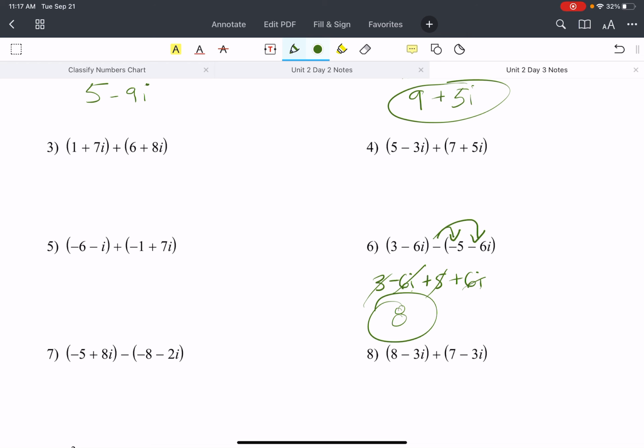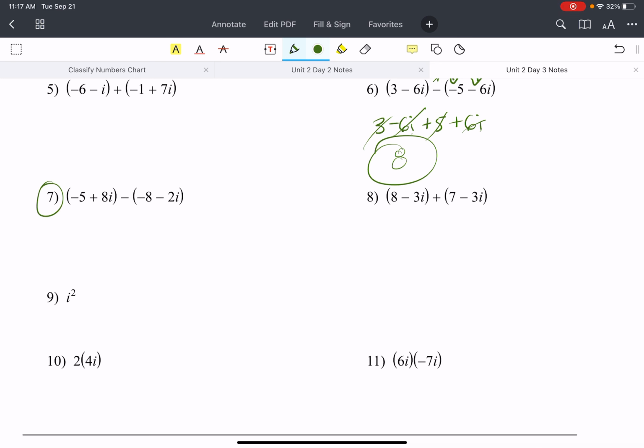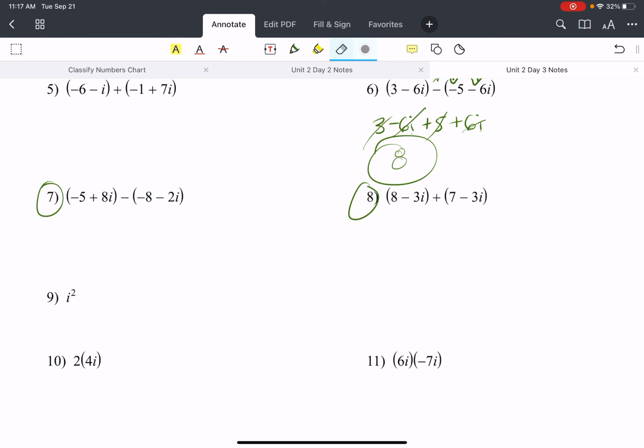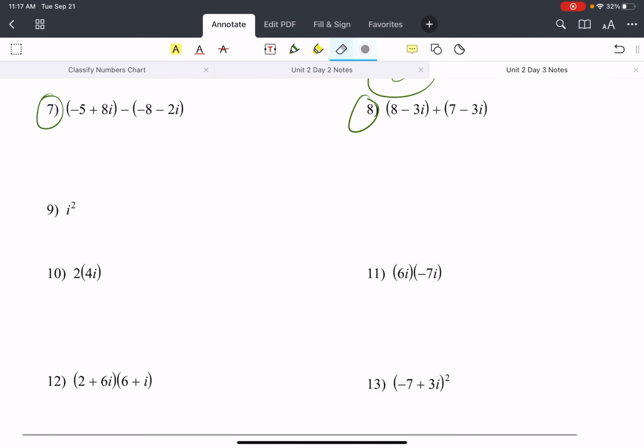Okay, can we try to do them by ourselves? Yeah, that would be great. I want you guys to try 7 and 8. I'm going to walk around and answer questions. Try 7 and 8, and then we'll do the last thing for today, which is talking about multiplying.